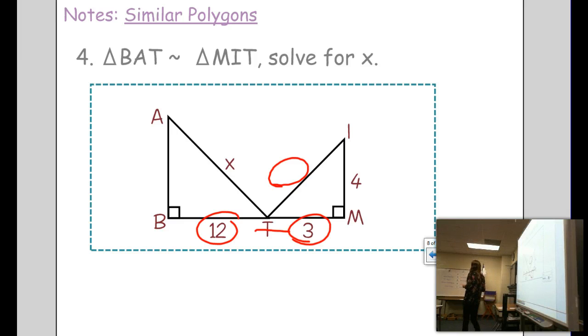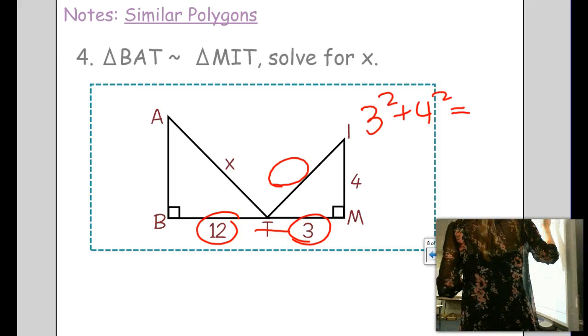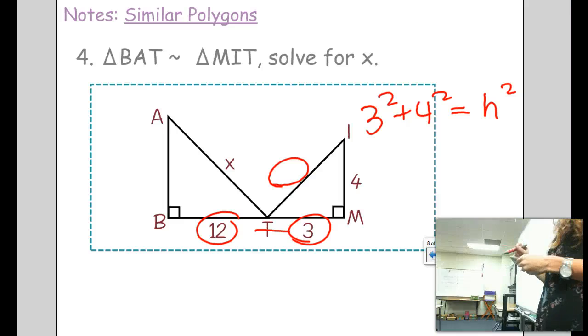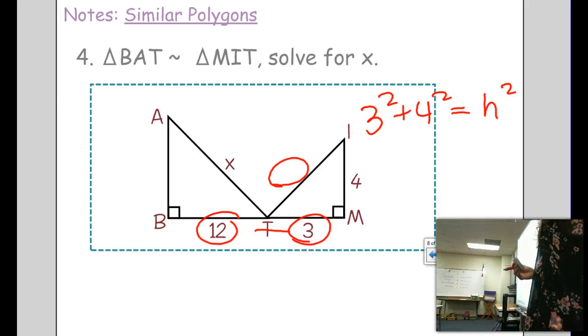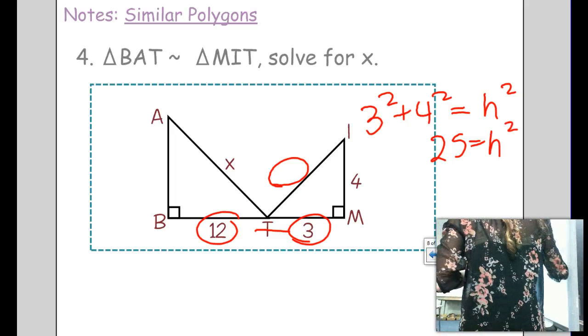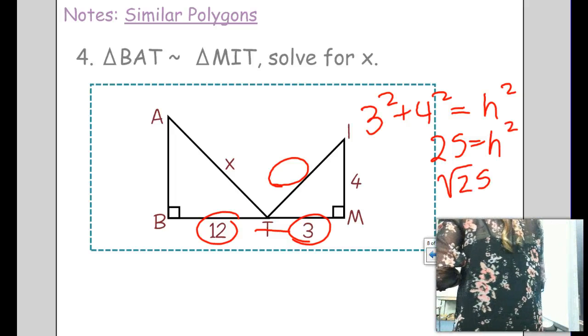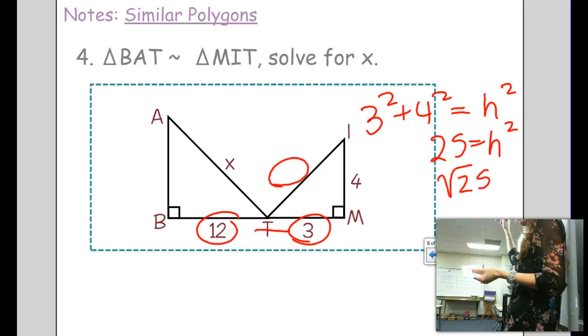Everyone can do Pythagorean theorem. You remember that, right? 3 squared plus 4 squared equals our hypotenuse squared. Everyone do it in your calculator. 3 squared plus 4 squared. This is actually a Pythagorean triple, if you remember. Megan. 3 squared plus 4 squared should be 25. Yeah, 25. Okay, let's take the square root of 25. 5. Very good. 25 equals h squared. Take the square root. It's a 3, 4, 5 triangle. Do y'all remember that? Pythagorean triples? 3, 4, 5.